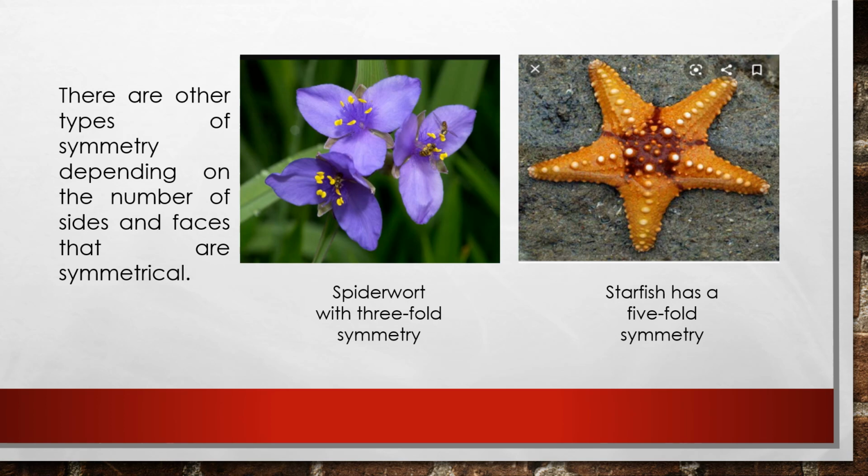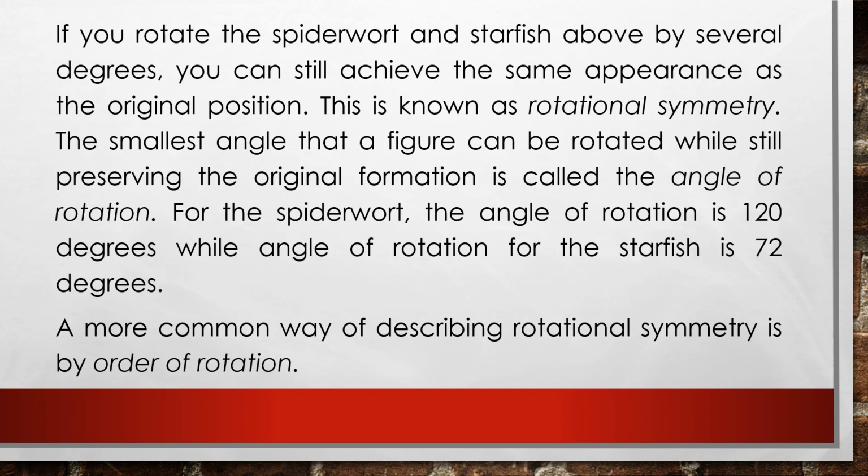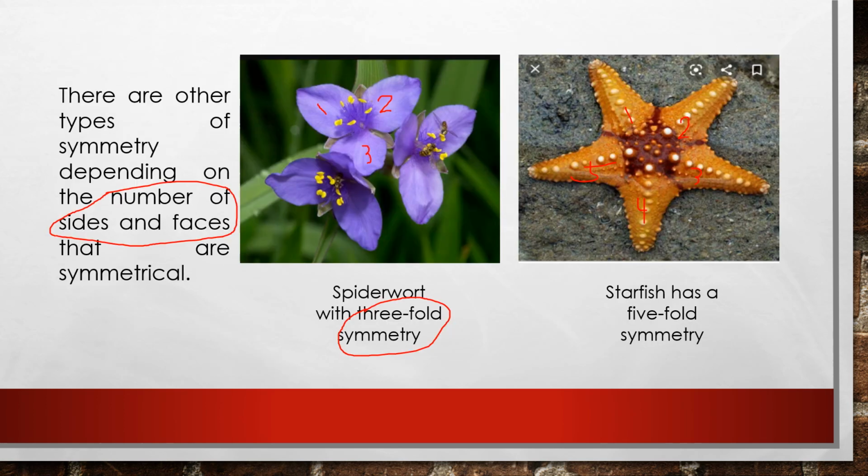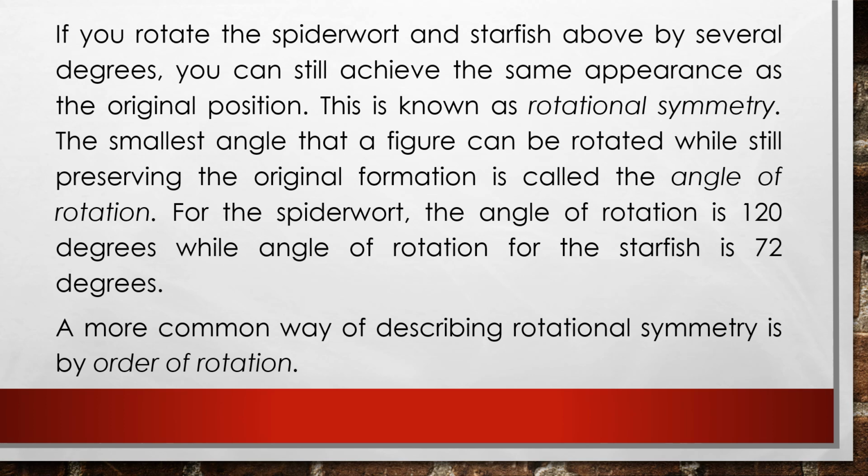So, here are other types of symmetry. There is not only bilateral. We also have threefold symmetry and fivefold symmetry, depending on the number of sides and faces the object has. A spider web has 3 equal parts: 1, 2, 3. That is why we have threefold symmetry. The starfish has 1, 2, 3, 4, and 5. Now, we can rotate these objects, the spiderwort and starfish. If you rotate the spiderwort and starfish above by several degrees, you can still achieve the same appearance as the original position. This is known as rotational symmetry.